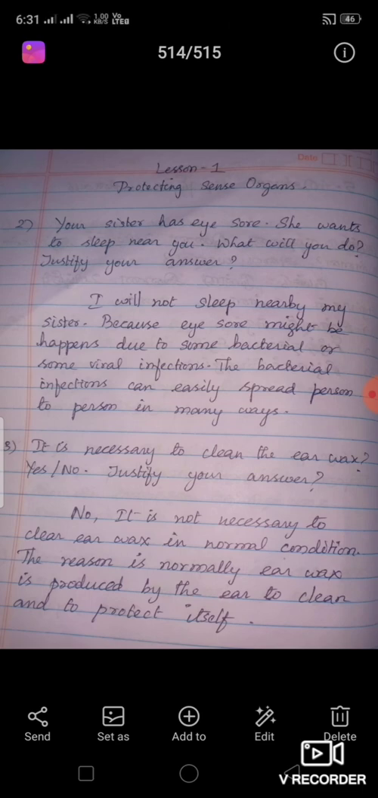The third question, is it necessary to clean the earwax? Yes or no? Justify your answer. No, it is not necessary to clear earwax in normal condition. The reason is that earwax is normally produced by the ear to clean and to protect itself.